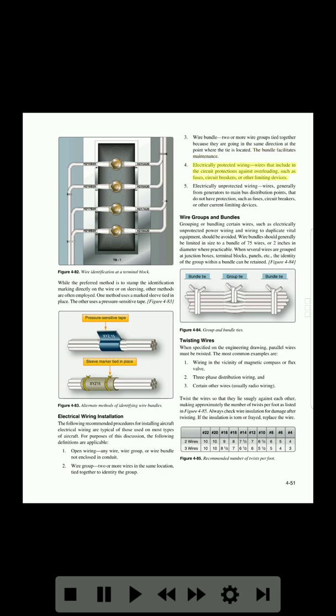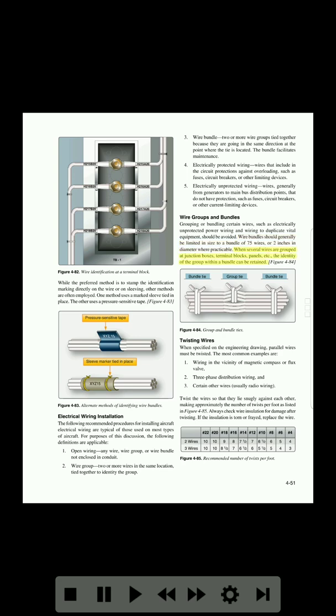4. Electrically protected wiring: wires that include in the circuit protections against overloading, such as fuses, circuit breakers, or other limiting devices. 5. Electrically unprotected wiring: wires, generally from generators to main bus distribution points, that do not have protection such as fuses, circuit breakers, or other current limiting devices. Wire groups and bundles. Grouping or bundling certain wires, such as electrically unprotected power wiring and wiring to duplicate vital equipment, should be avoided. Wire bundles should generally be limited in size to a bundle of 75 wires, or 2 inches in diameter where practicable.